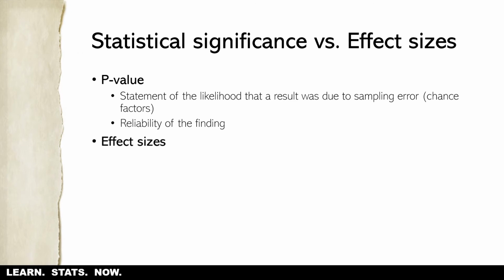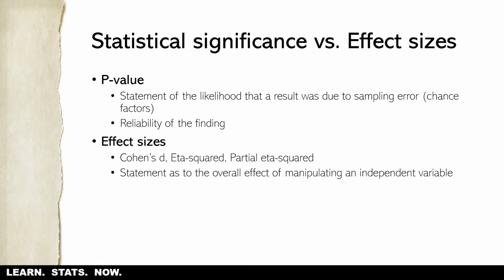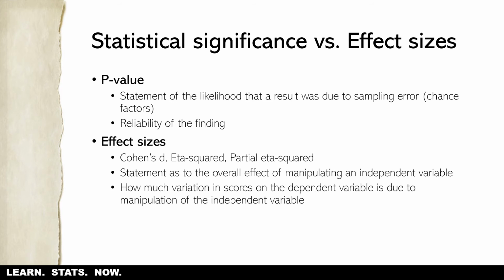Now, what we're really kind of interested in as well, though, is what's called the effect size. And the effect size is the magnitude of the finding. And it's typically expressed in terms of statistics like Cohen's d, eta squared, partial eta squared, r squared when we do regression. Those would be sort of measures of effect sizes. And really a measure of effect size is a statement as to the overall effect of manipulating an independent variable. So the question that's being answered is really how much variation in scores on the dependent variable is due to manipulation of the independent variable.